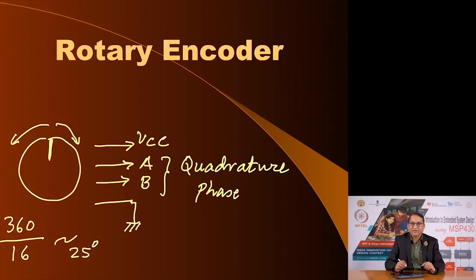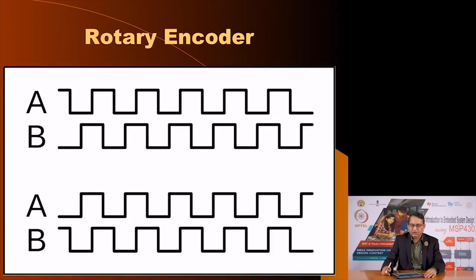Which means the pulses on output A and B are 90 degrees apart. Let us see how these pulses look like. So, I have drawn the two sets of pulses. These are the output on A and B. In one case this could be clockwise motion of the encoder, which may give you this relationship between A and B.